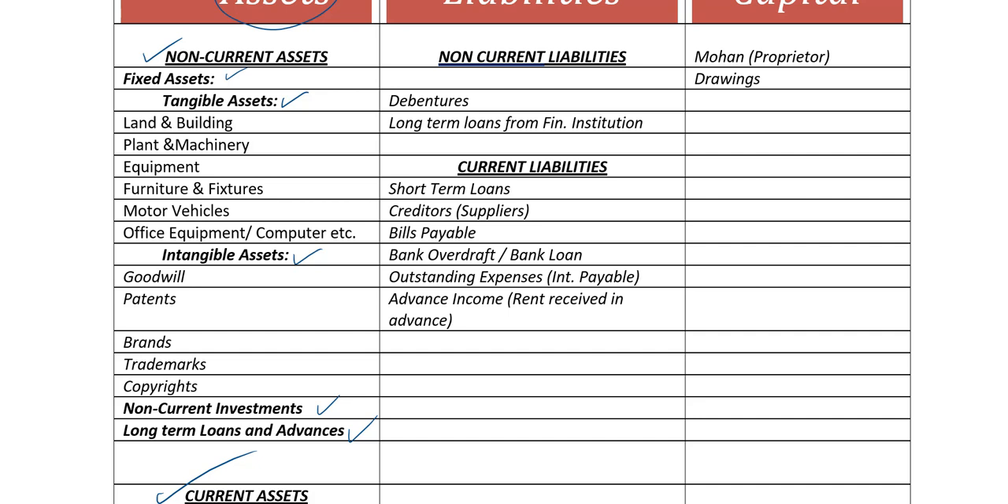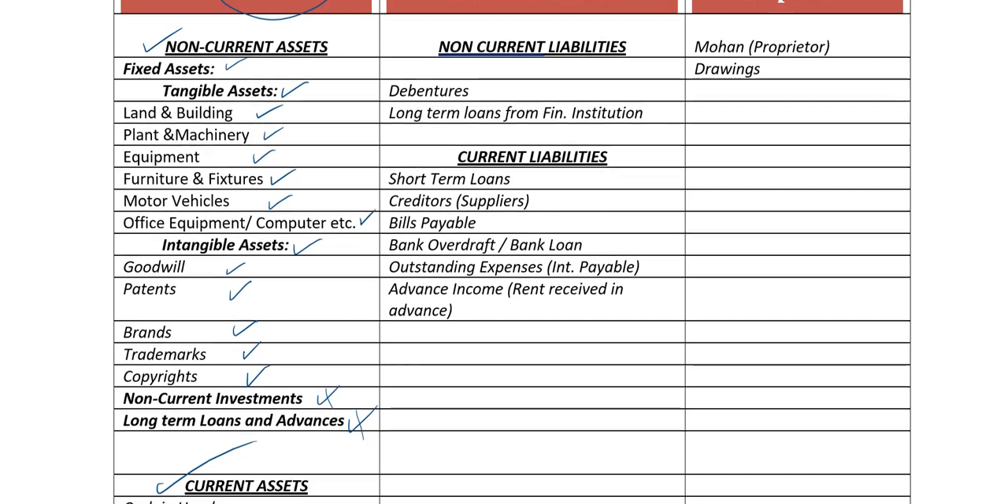Under the tangible assets, we have land and building, plant and machinery account, equipment account, furniture and fixtures, motor vehicles, office equipment and computer. Under the head of intangible assets, we have goodwill, patents, brands, trademarks and copyrights. So these are the fixed assets. Apart from this, we have non-current investments and long-term loans and advances.